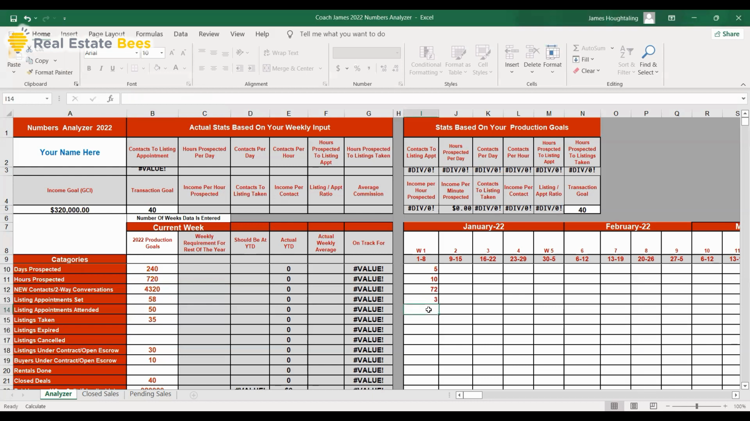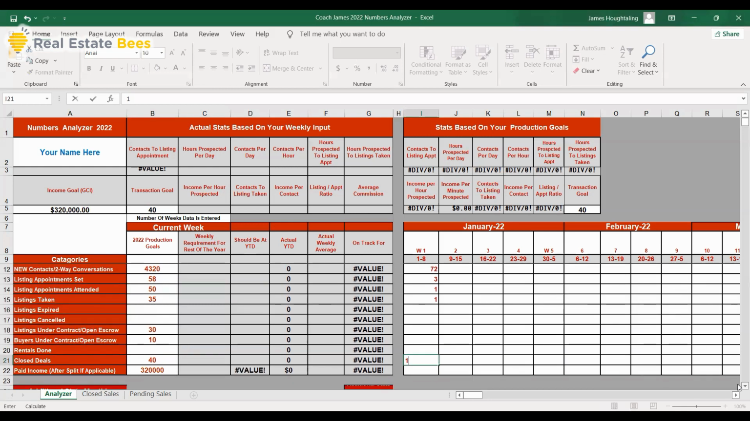Let's say that you actually go on 1 of the 3 in that week and that you take that listing. You don't have any expire, you don't have any cancel, you don't have any go under contract, buyer or seller. But let's say you close out a deal that you had carried over from 2021. So we're going to put 1 here. So you close an escrow or close out a deal. And let's say you get paid $8,000 for that. Oops, that's 80,000. That would be nice.